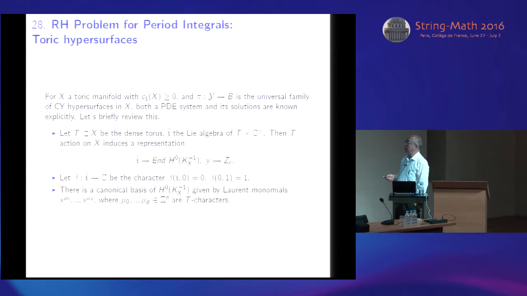This map will be defined by y to cy. So this obviously gives rise to an action here. And we have a character defined on T hat, defined by beta(t_0) = 0, beta(c_0) = 1. So this is the second. And then there's a canonical basis of sections given by Laurent monomials, defined the following way.